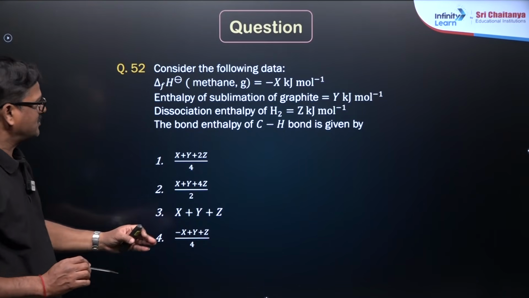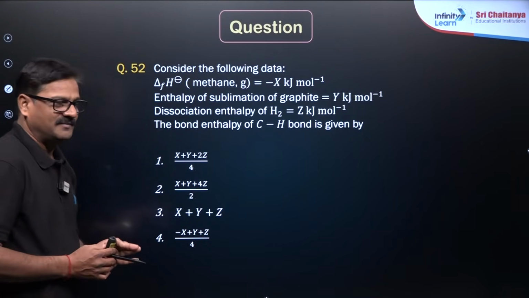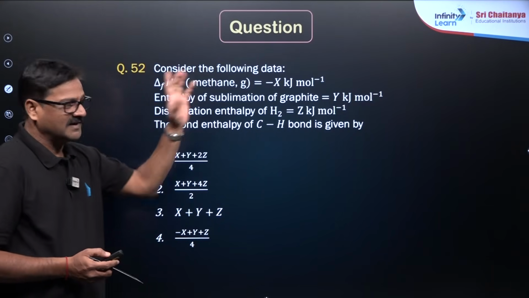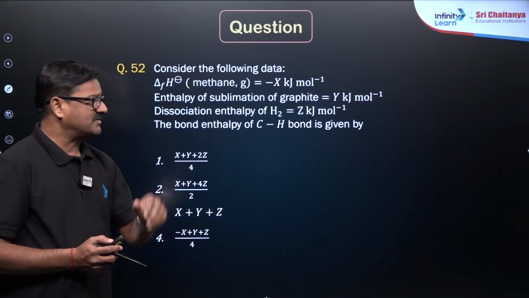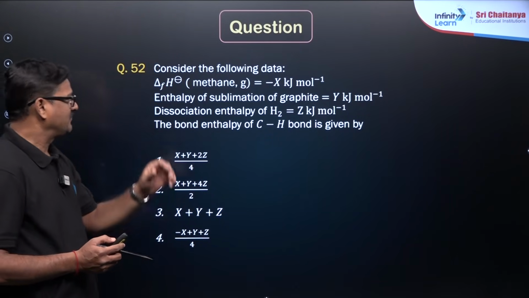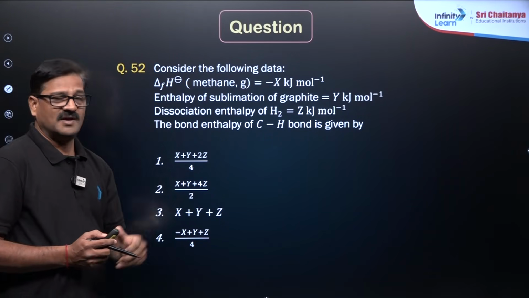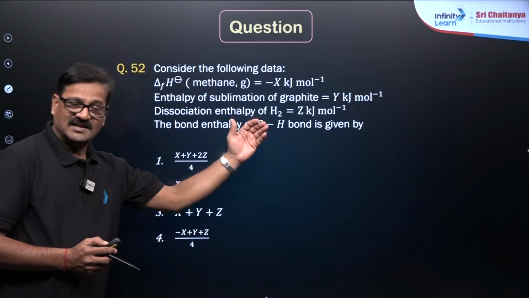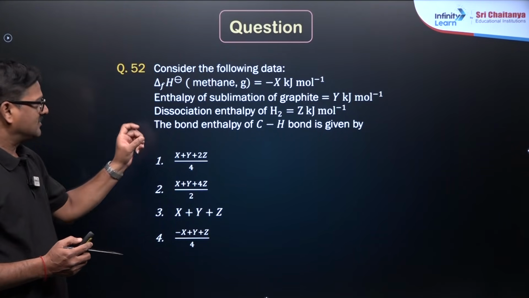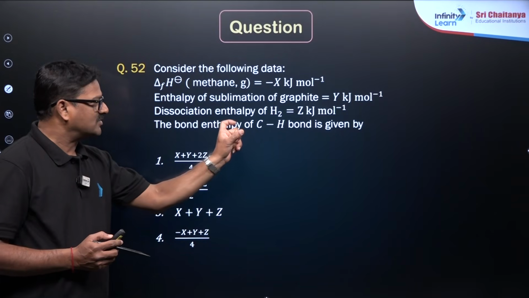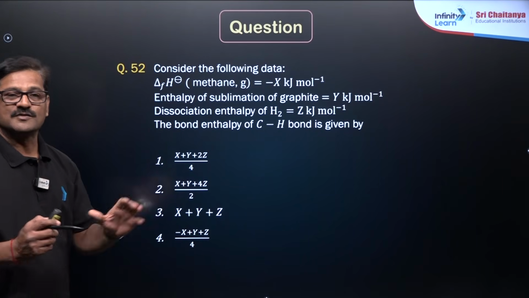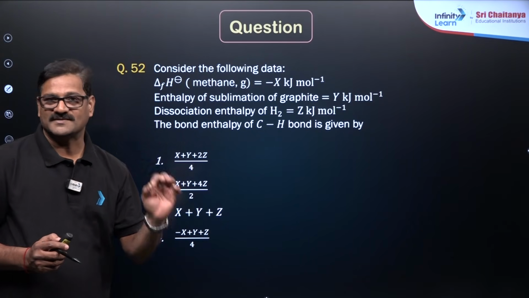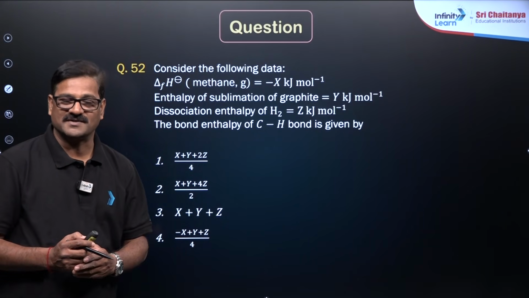And here is the next question. Consider the following data. Enthalpy of formation of methane is minus X kilojoules. Enthalpy of sublimation of graphite is Y kilojoules. Dissociation enthalpy of hydrogen is Z kilojoule per mole, and the bond enthalpy of carbon to hydrogen bond is asked, with various options given. How to solve this? It is a question based on Hess's law of constant heat summation.